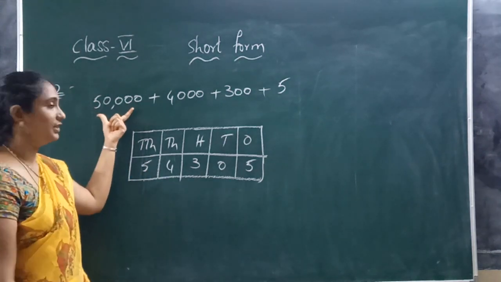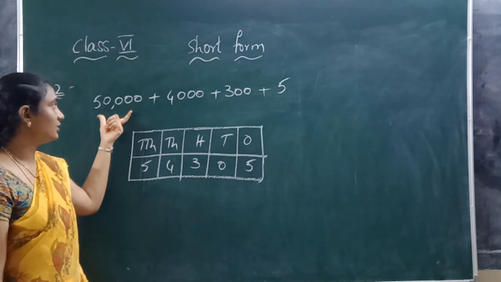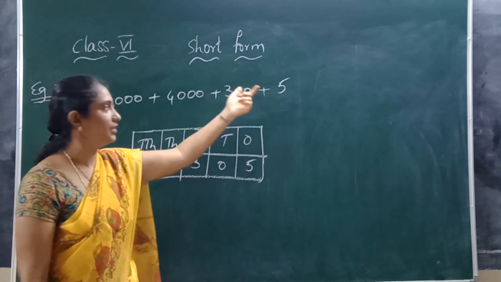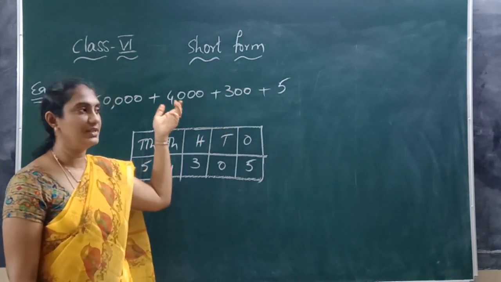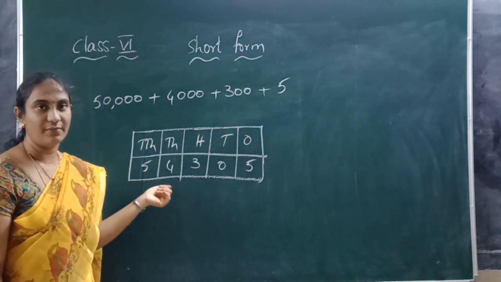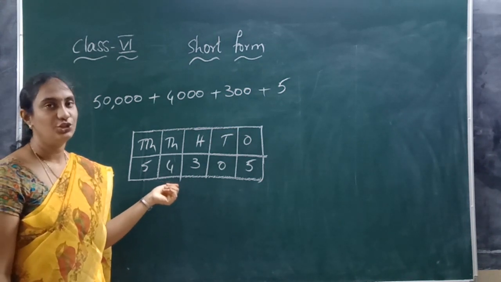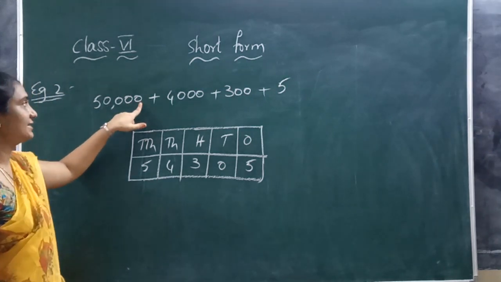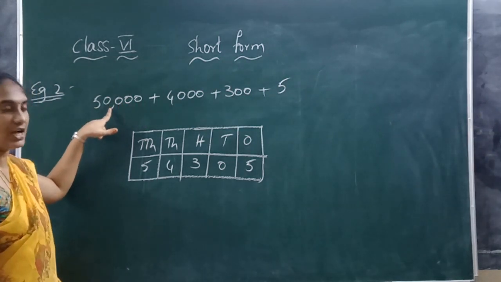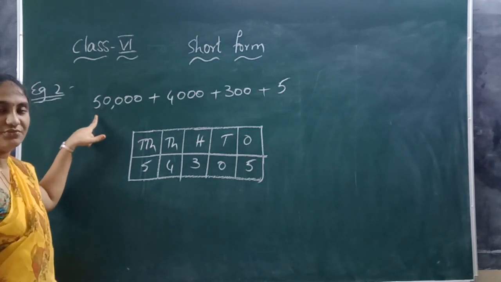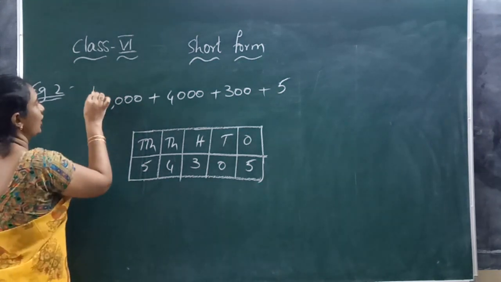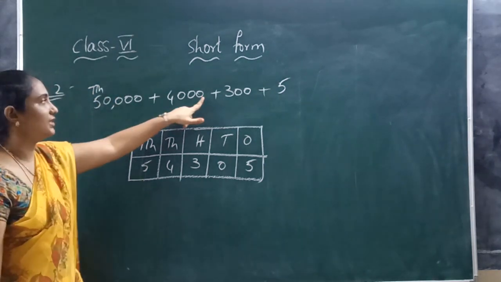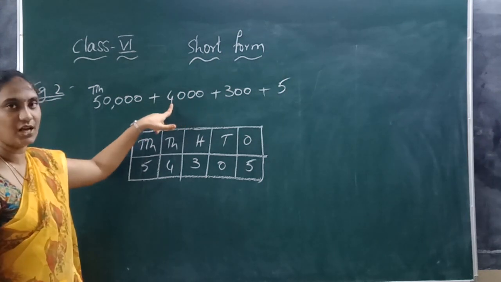Here what I have given? 50,000. Here 4,000. 300. 5. By using these numbers we have to write in short form. Now see the first number. Ones, tens, hundreds, 1,000, 10,000. So 5 is in which place? 10,000 place. Next ones, tens, hundreds, 1,000.